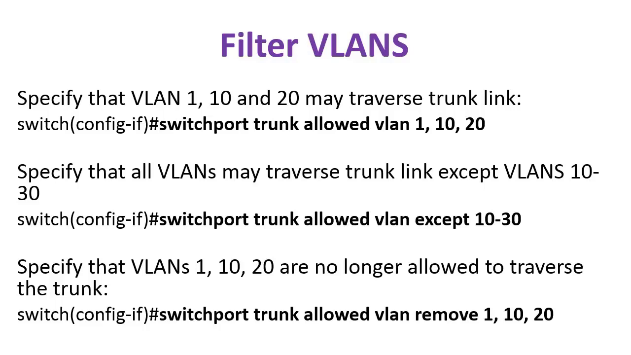If you want to specify that all VLANs may traverse a trunk link except VLANs 10 through 30, for example 10, 11, 12, then you would program switchport trunk allowed vlan except 10-30. And then finally, if you want to specify that VLANs 1, 10, and 20 are no longer allowed to traverse the trunk link, that is, you want to remove them from what you already have programmed, you can do that by typing switchport trunk allowed vlan remove 1,10,20.